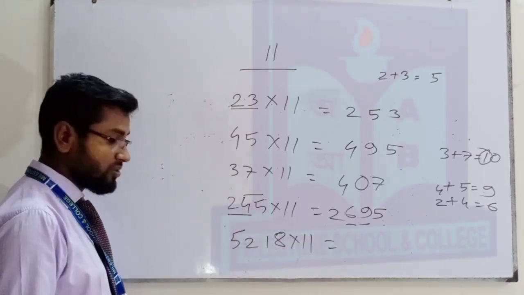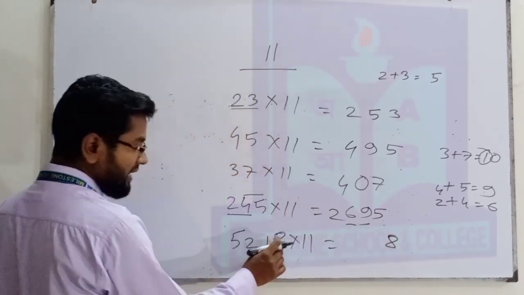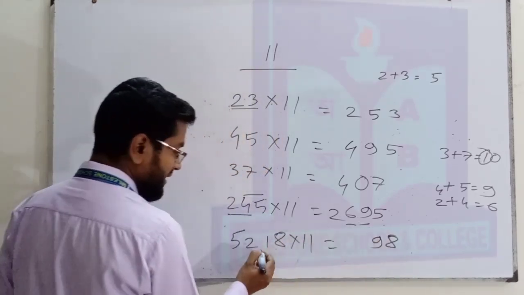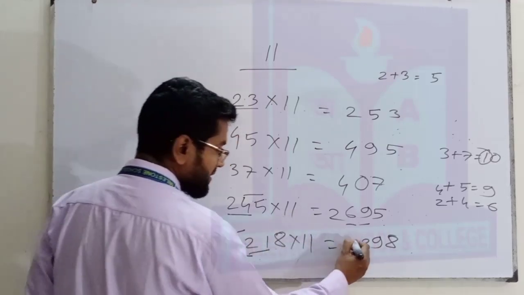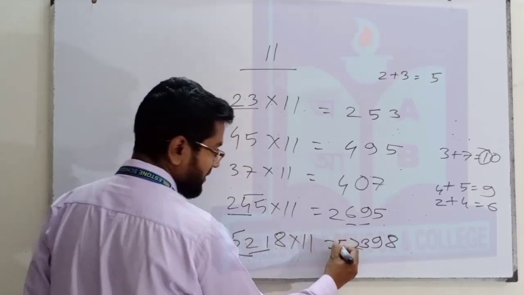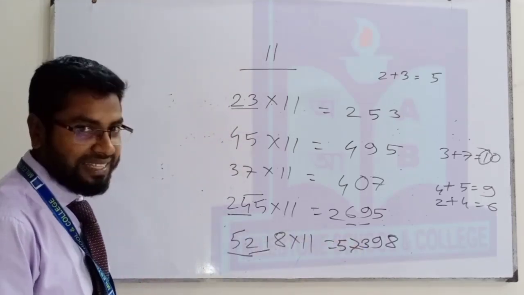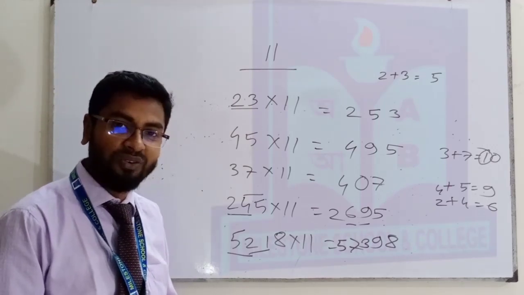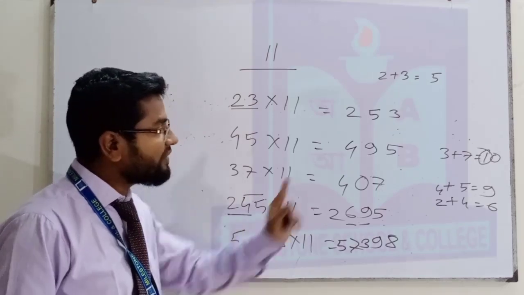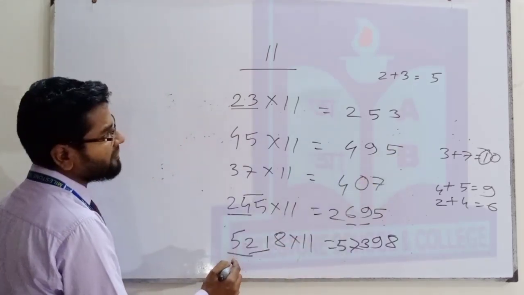5218. This one, how will it be? Look, 8. I will write 8 last. 8 and 1, 9. Then 9 and 2, 11... 2 and 5, 7. And the last digit is 5. So I think if I give you another one, you can do it. Like this way, if anything becomes hard, look, see the next one.